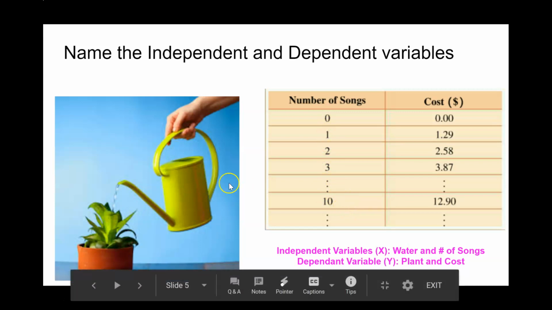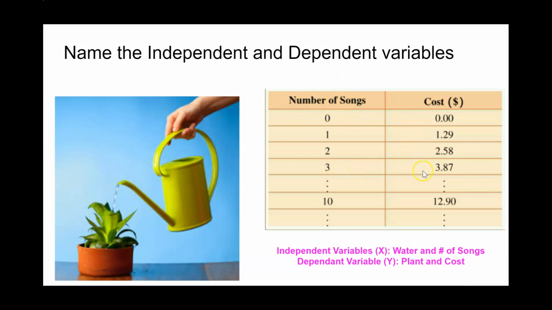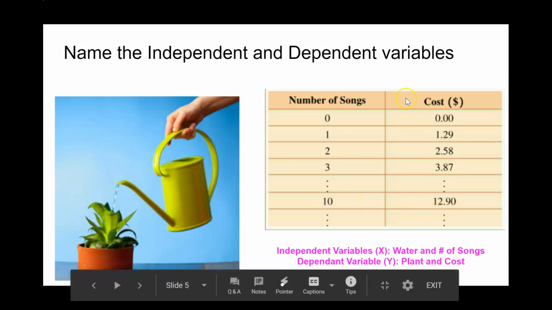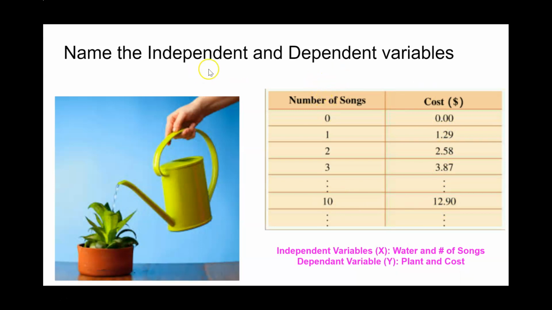However, the dependent variable is going to be the plant and the cost, because the plant depends on the water as far as how it grows and has life and stays alive. The cost depends on the number of songs. So if you tell me 3 songs, it's going to be $3.87. If you tell me 10 songs, it's going to be $12.90. So x is going to be the independent, which again really doesn't change. It kind of stays put. Independent means I'm on my own, nobody can tell me what to do. That's what I am. Dependent is where we talk about what it depends on. So it always depends on the x.